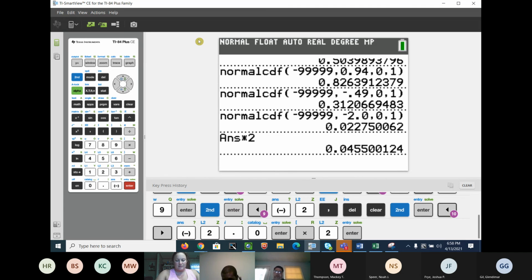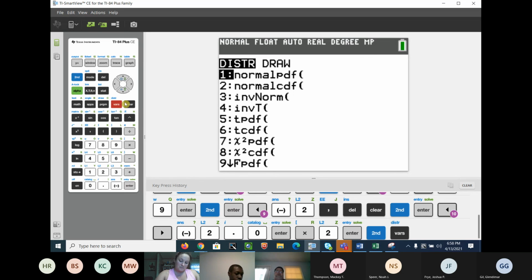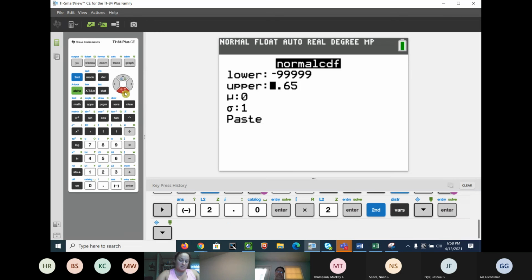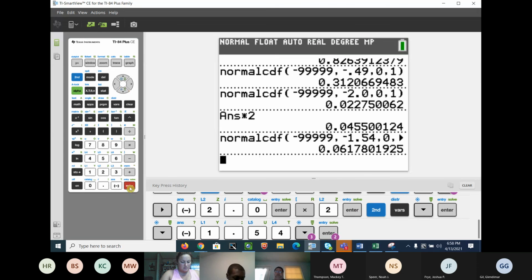All right. So here we go. I'm going to take my handy dandy highlighter. I'm at my calculator, second VARS, normal CDF. I'm just redoing it. Negative 9999 to what? Negative 1.54. And if you got an older calculator, you'd close the parentheses after negative 1.54. And I get 0.0618.